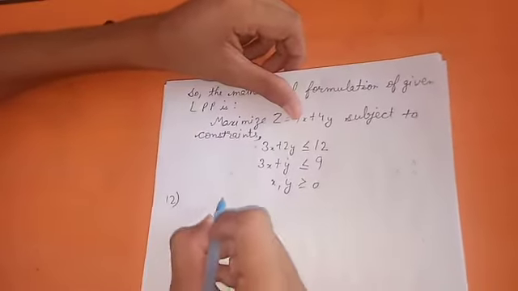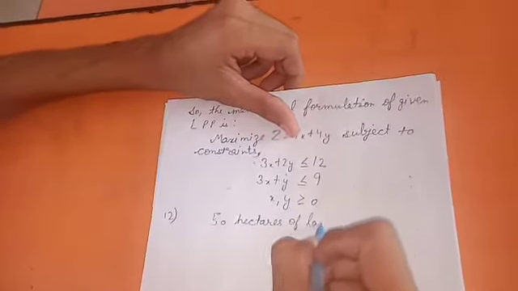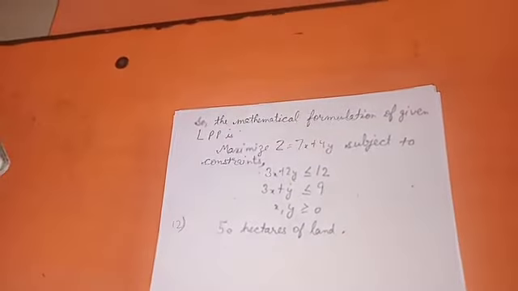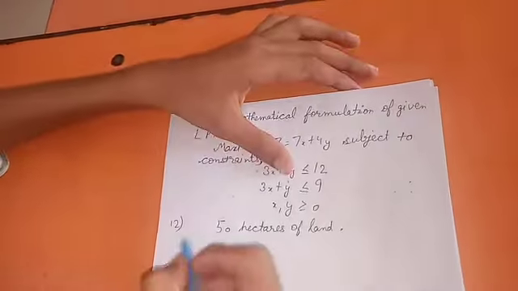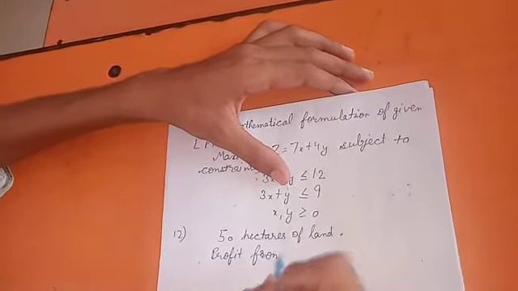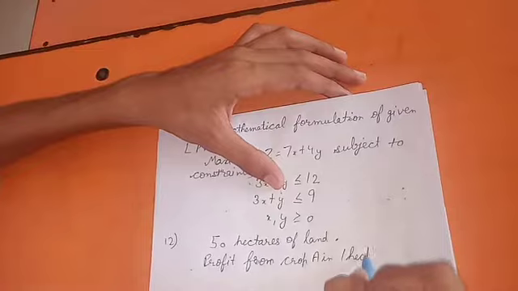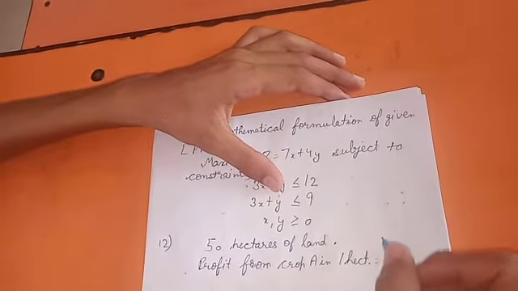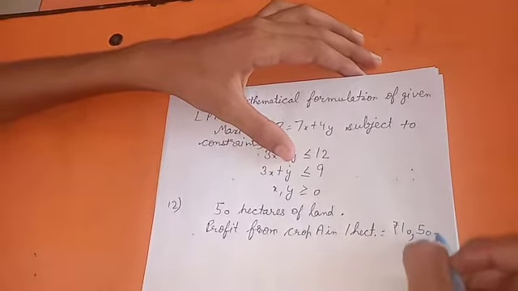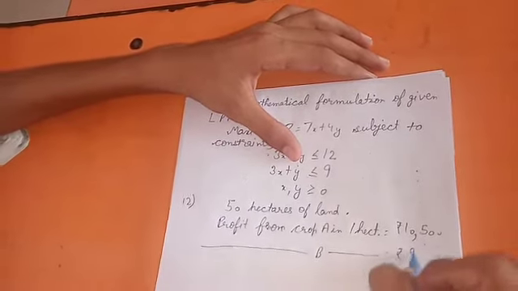So what is that? 50 hectares of land. This is given to us. Profit from crop A in 1 hectare, that is rupees 10,500. Profit from crop B in 1 hectare land, that is rupees 9,000.